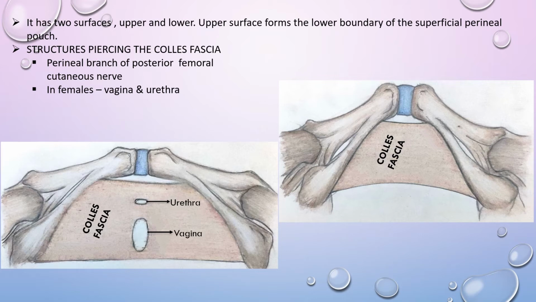In the diagram on the left side, you can appreciate the Colles fascia stretching across the pubic arch in females. You can appreciate the urethral opening and the vaginal opening in the Colles fascia.